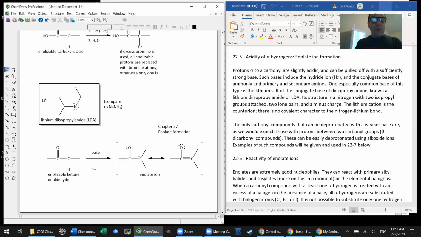It's possible that you can also get away with a weaker base depending on the structure of the starting compound. And we'll get to examples of that in our next lecture as well.